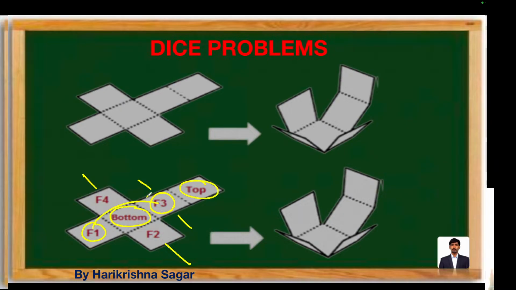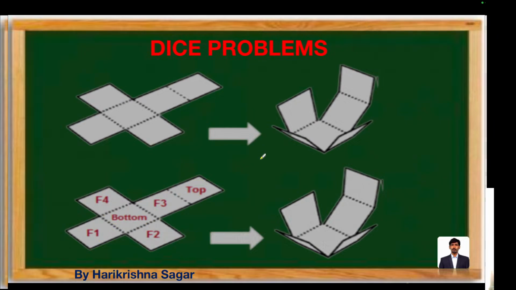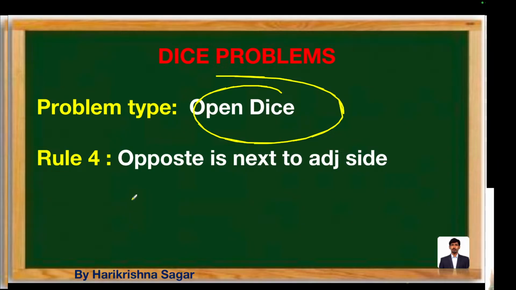So these two, top and bottom, are opposite. And for F4, this entire layer is adjacent, next to adjacent is opposite. That means F4 and F2 are going to be opposite. So you can use this rule to make the answer. Whenever you see an open dice question, opposite is defined as next to adjacent side.